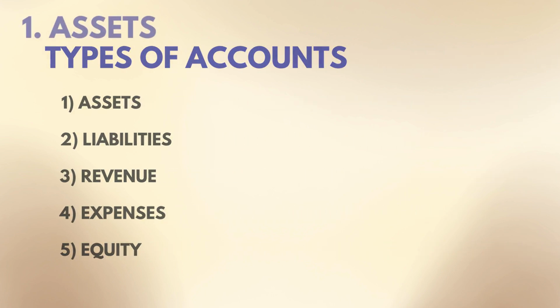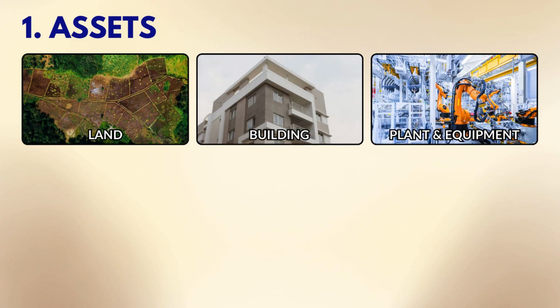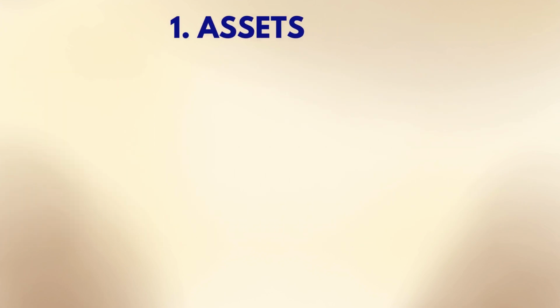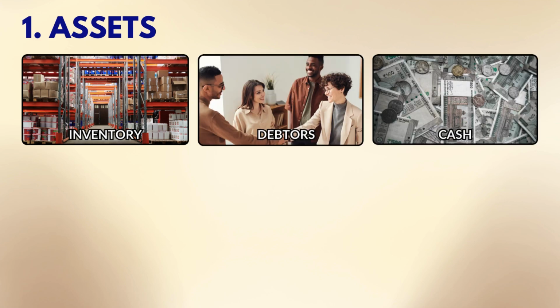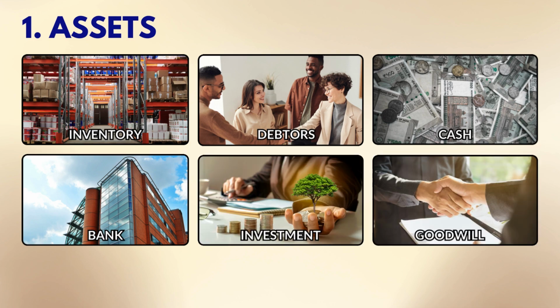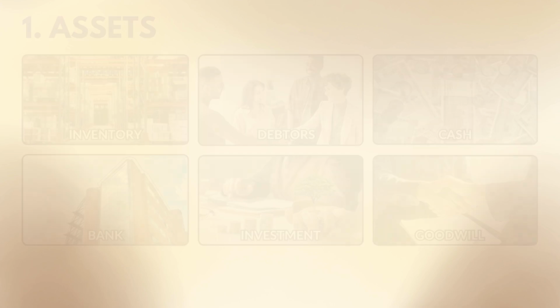First is assets. Assets are the resources owned by a company that hold economic value and are expected to provide future benefits to the business. Some examples of assets are land, building, plant and equipment, furniture and fixture, computer, vehicle, inventory. Then you can have debtors, cash, the money kept in bank, investment. You can also have goodwill as an asset. So these are all examples of different types of assets which hold economic value and are expected to provide future benefits to a company.